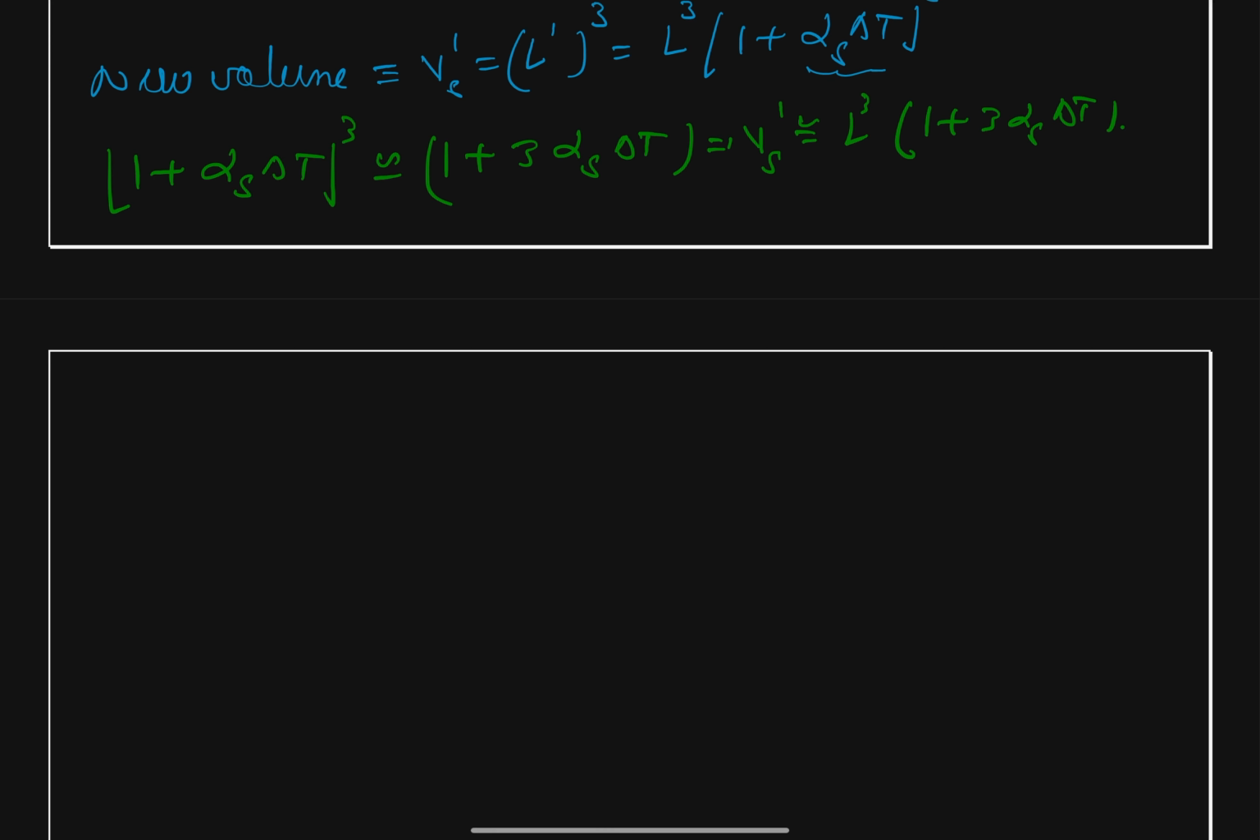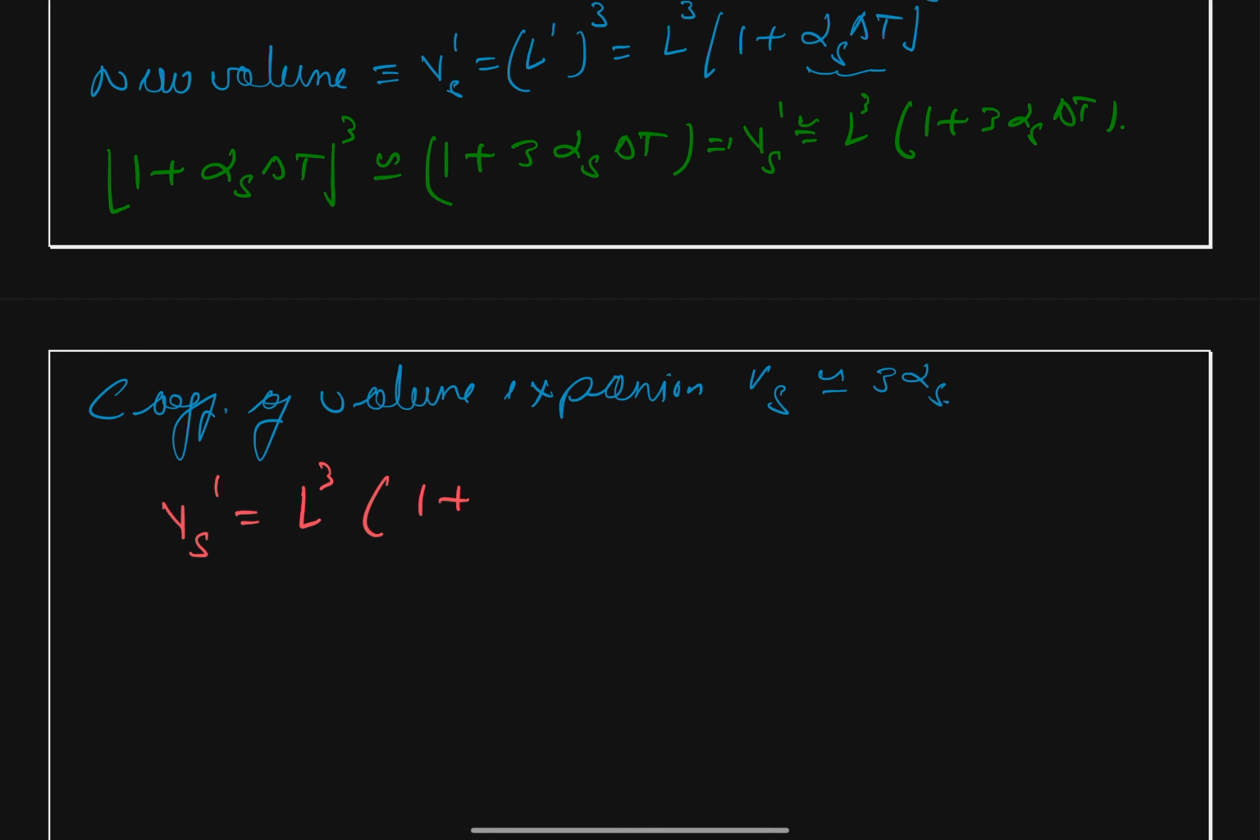So we know that the coefficient of volume expansion, which is given to us as gamma s, is approximately equal to 3 times alpha s. Therefore we get Vs prime equal to L cube times (1 plus gamma s multiplied by delta T).